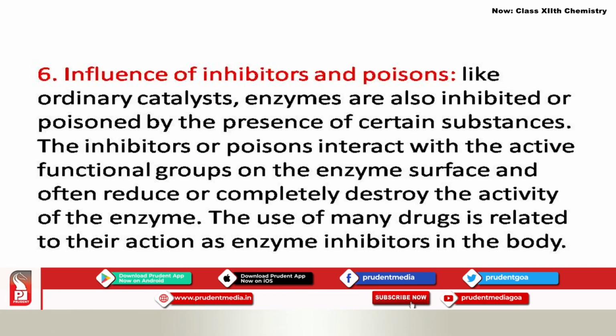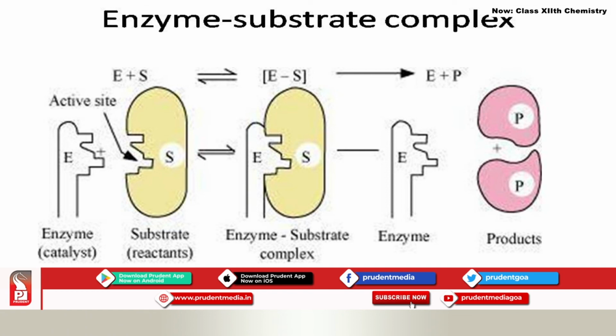Like catalysts, here enzymes are also affected by what are called inhibitors and poisons. Poisons inhibit the activity of the enzymes. Okay. Many drugs act by this principle of inhibiting the enzyme action. This is the indication of the mechanism of the enzyme substrate complex, how the enzymes catalyze the reaction. Okay, that particular mechanism is shown in this slide.